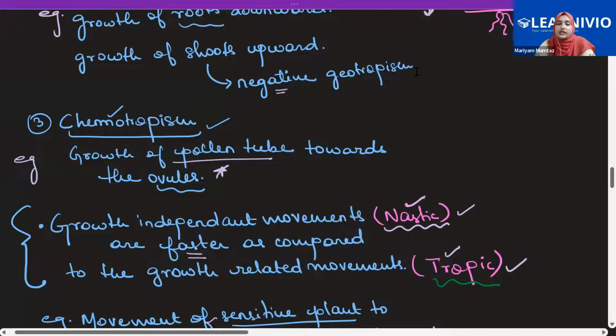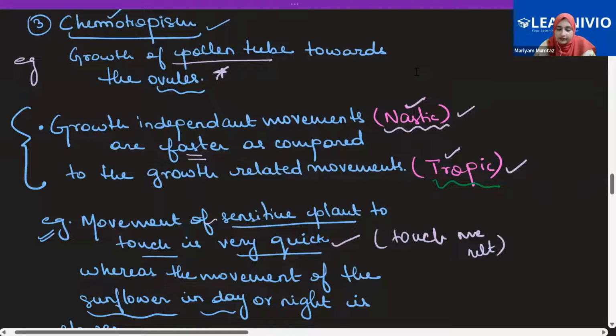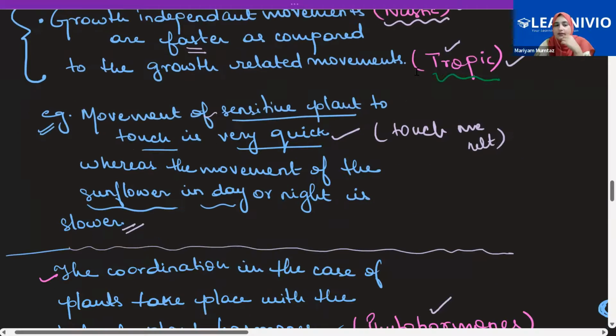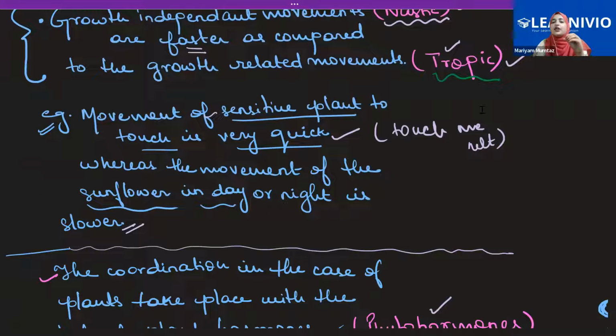Okay. Now, we have seen all the examples of tropic movements and nastic movements. All in all, the conclusion that we can come to is that all the nastic movements will be faster as compared to the tropic movements. The best example to explain it is a touch me not plant. If you touch a touch me not plant, it is going to fold then and there only, isn't it? It's not going to wait 2 to 3 days to fold.